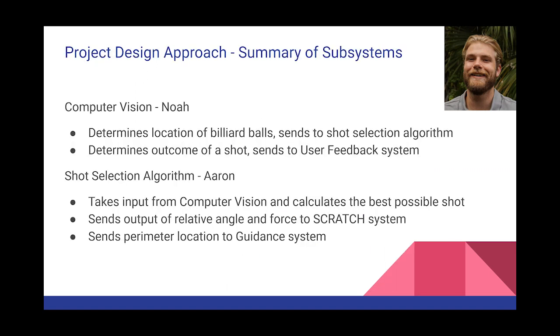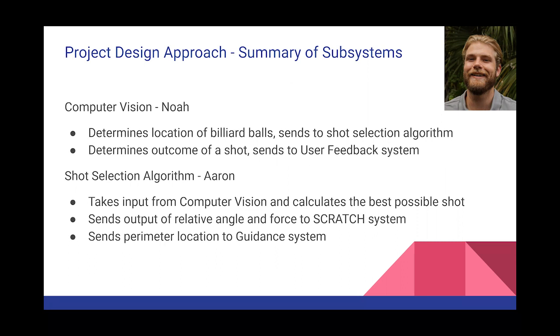This is a summary of the subsystems. For the computer vision system, which Noah has made, we will want to determine the location of all the billiard balls and send them to the shot selection algorithm. We will also be watching for the outcome of a shot in order to send to Alex's user feedback system.